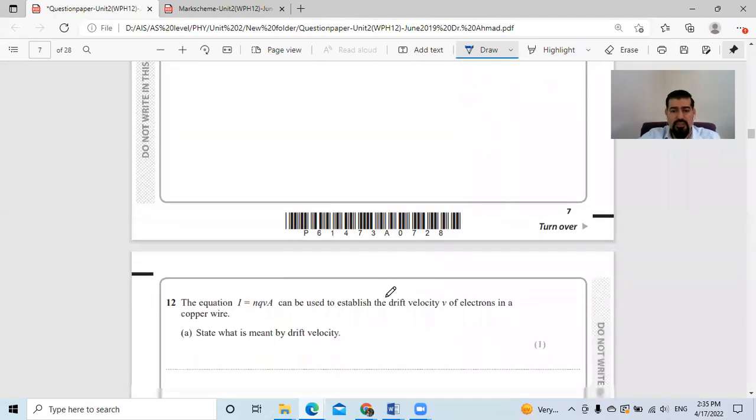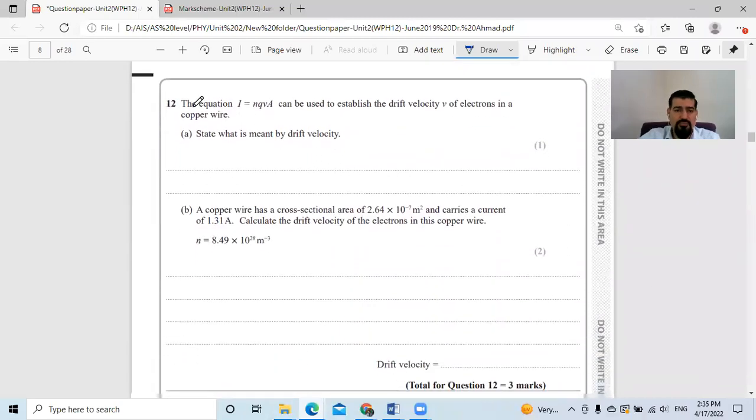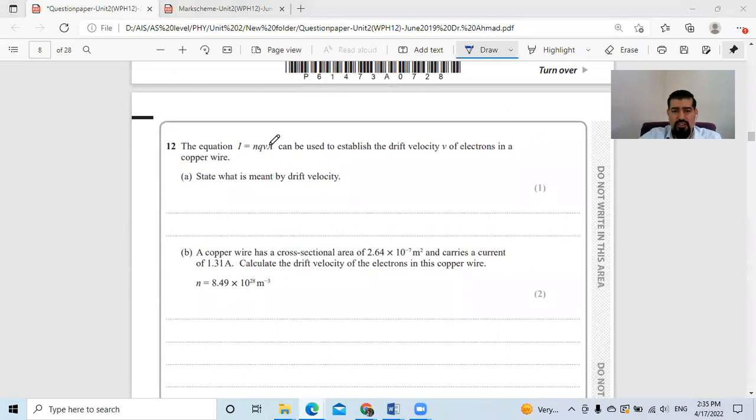Next question, question number 12. What do they ask here? The equation I equals nqvA, or as we said, navy, NAVE, where E is the charge of each electron.